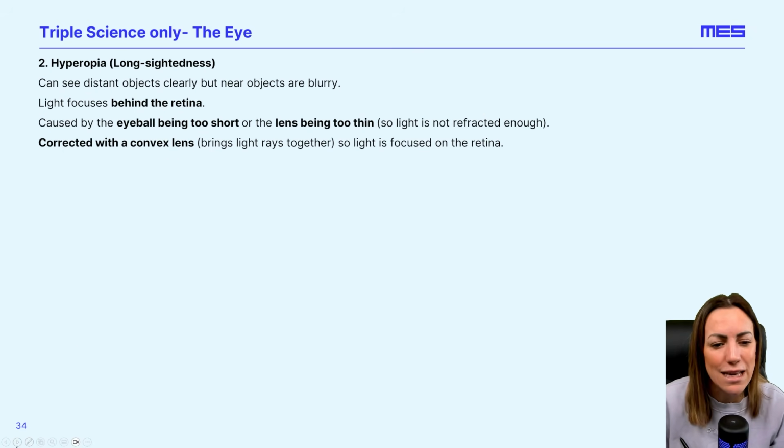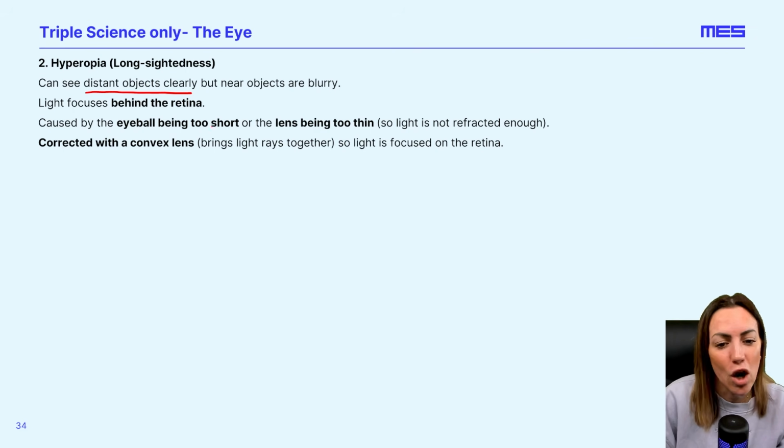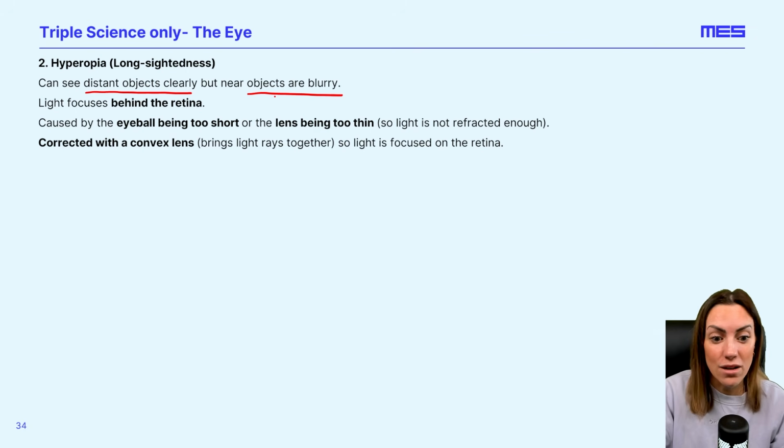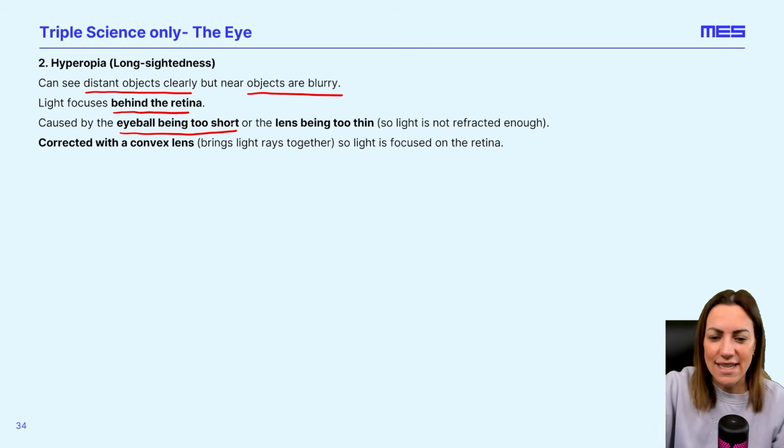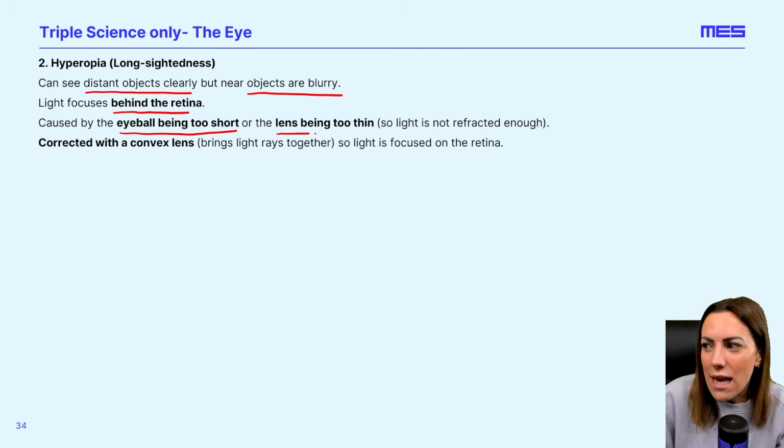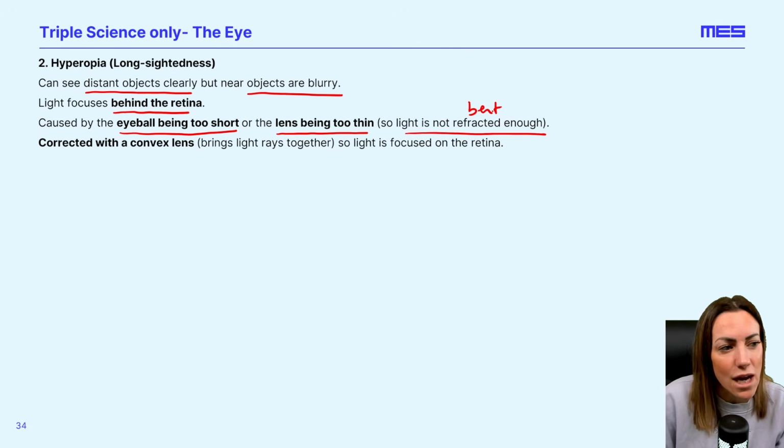Now then we have hyperopia. Now I think hyperopia is a longer word, so this is long-sightedness. If you're long-sighted, you can see distant objects clearly, but near objects are blurry. So they're long-sighted, good long sight, can't see close up. This is because the light focuses behind the retina. So this might be because their eyeball is too short, which is why the light is focusing behind the retina, or maybe their lens is too thin, so the light is not being refracted or bent enough.